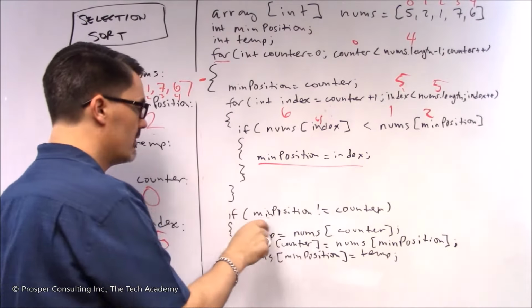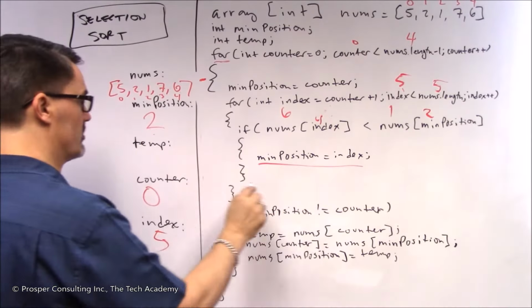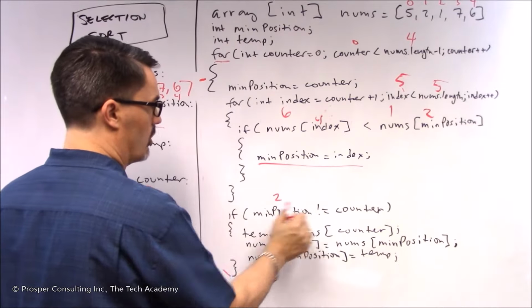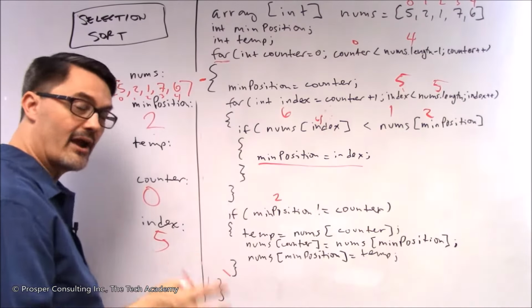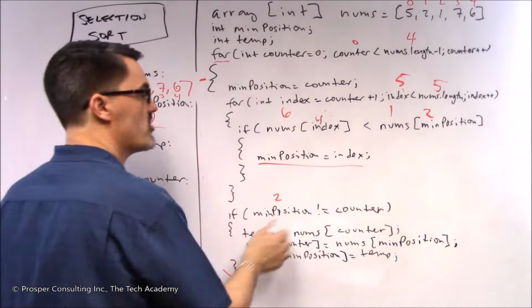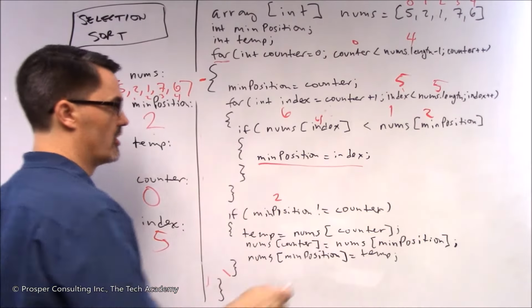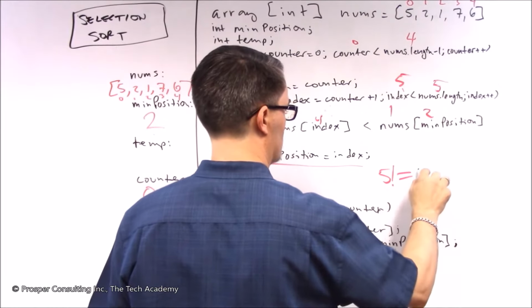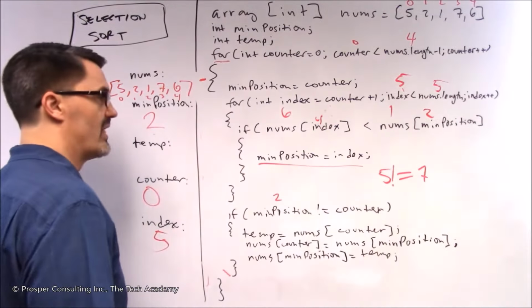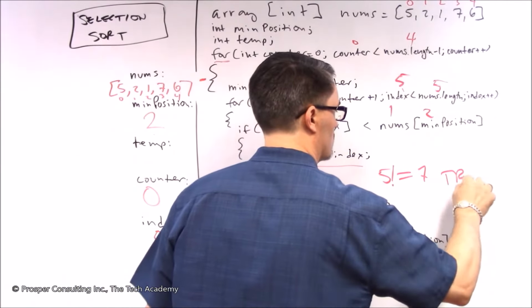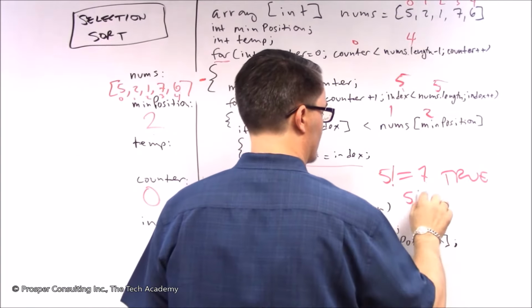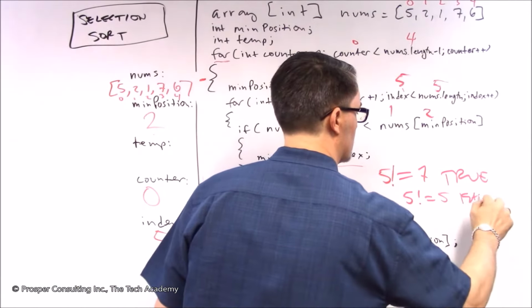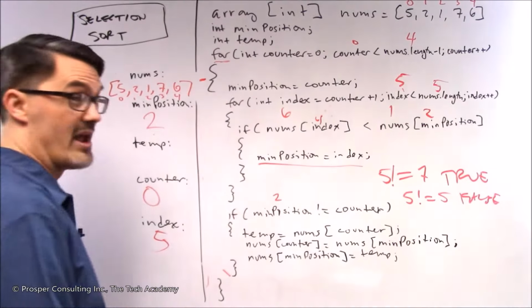And it says if min position, which is currently equal to 2, this means not, and this means equal. Not equal. It compares on both sides for non-equality. So, for example, 5 not equal to 7. That would be true. 5 not equal to 5. That would be false. Because, in fact, they are equal.